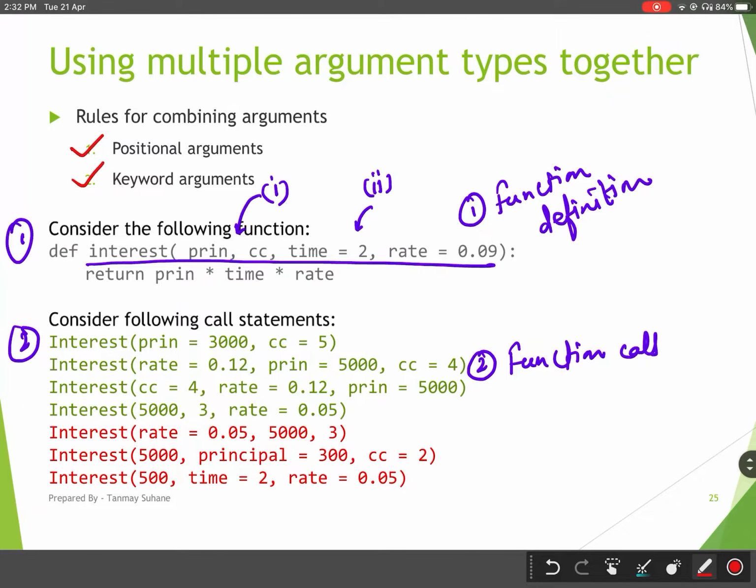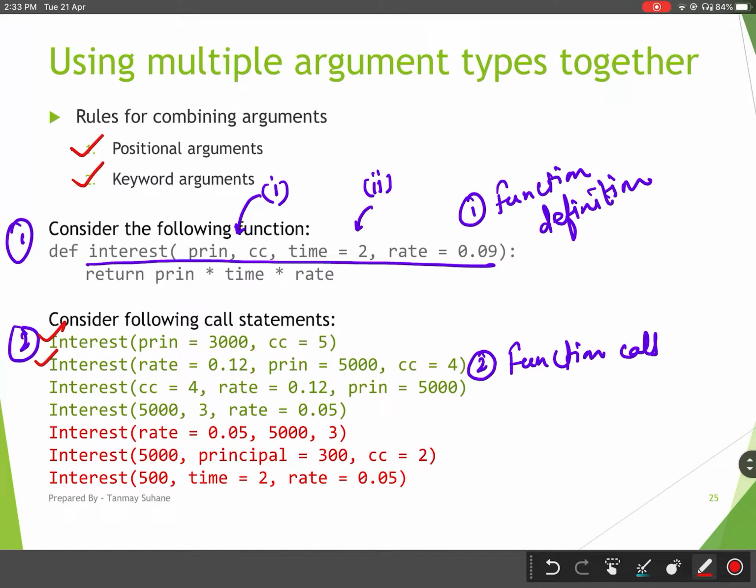So as you can see in the first example, there are two keyworded arguments, principal and cc. So principal is going to principal and cc is going to cc. So this is my correct function call. Now let us see the second example.